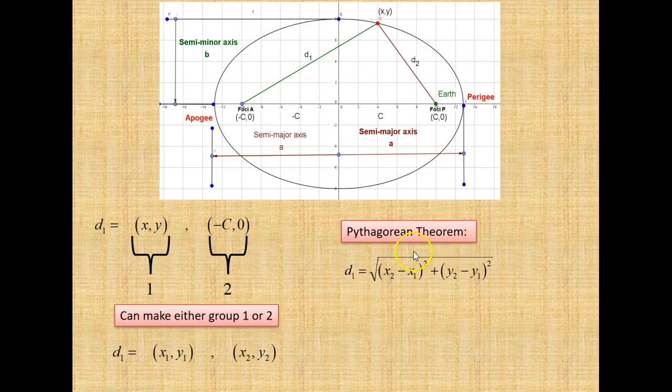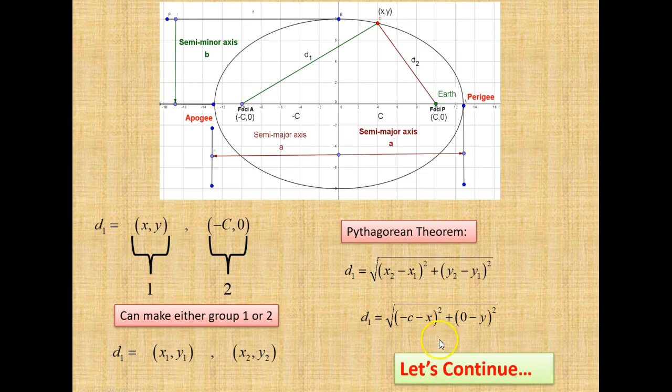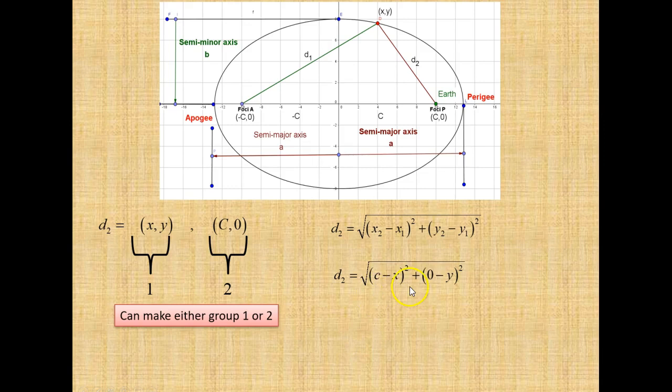So from the Pythagorean theorem, what is x2? Well, here's 2. x2 is what? Minus c. What is x1? x1 is x. What is y2? y2 is 0. And y1 is what? y1 is y. That's why I labeled them 1 and 2, so we can know which is which.